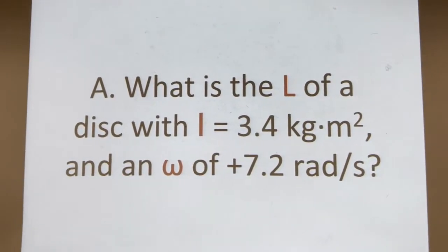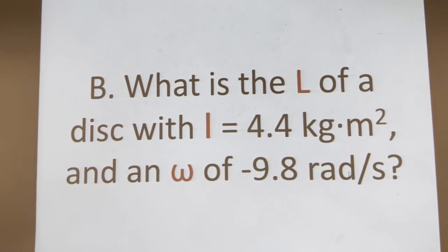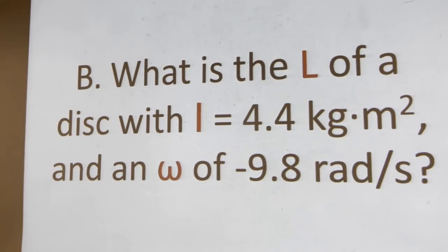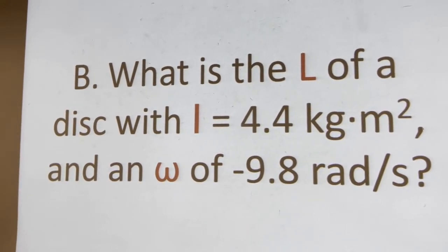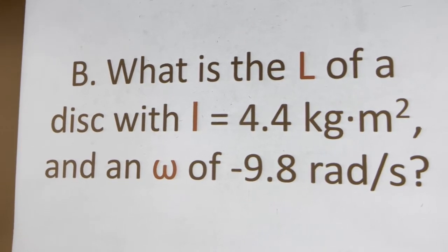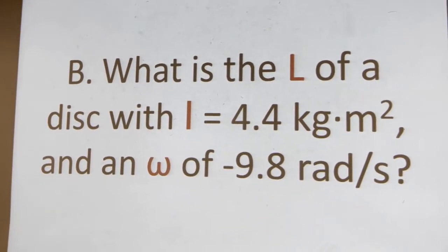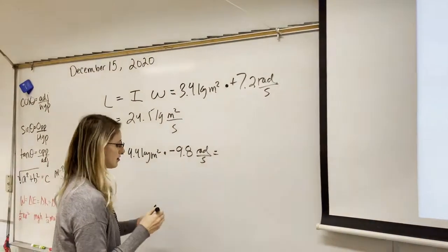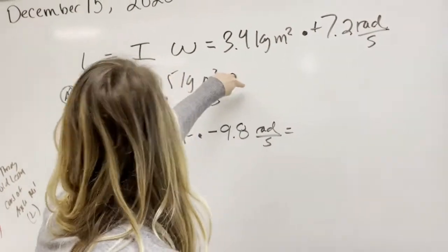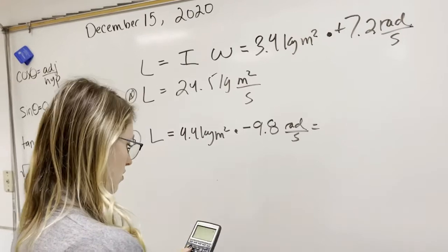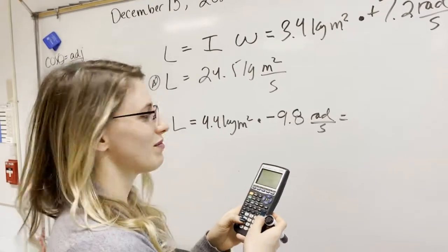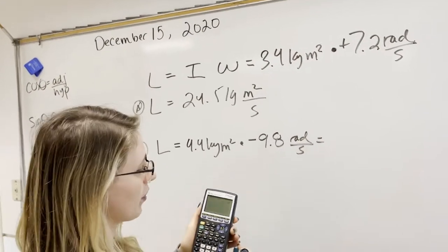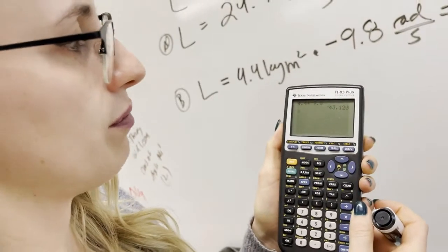So this is our second disk. Again, these disks are both rotating around the same axis. What is the angular momentum of a disk with a moment of inertia of 4.4 kilogram meters squared and an angular velocity of a negative 9.8 radians per second? What does that negative mean? That just means one is going counterclockwise and this one is going clockwise, or vice versa. Okay, this one is negative 43.1.